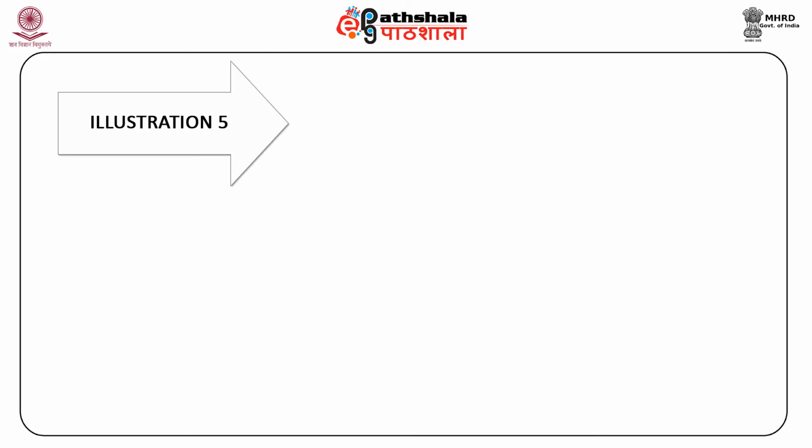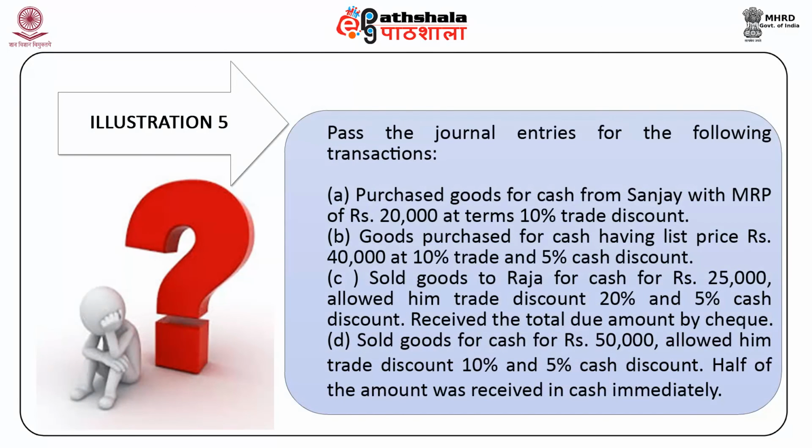Illustration 5. Pass the journal entries for the following transactions. A. Purchase goods for cash from Sanjay with MRP of Rs 20,000 at terms 10% trade discount. B. Goods purchased for cash having list price Rs 40,000 at 10% trade and 5% cash discount.